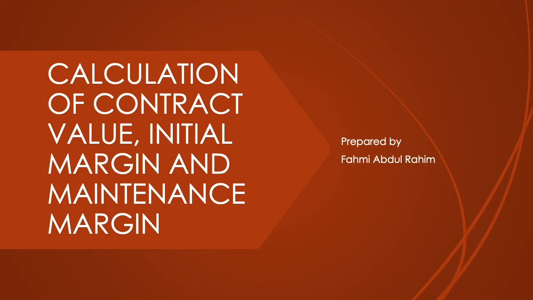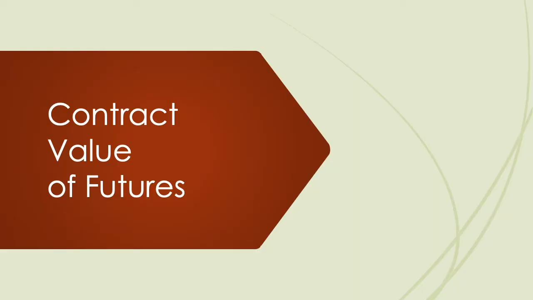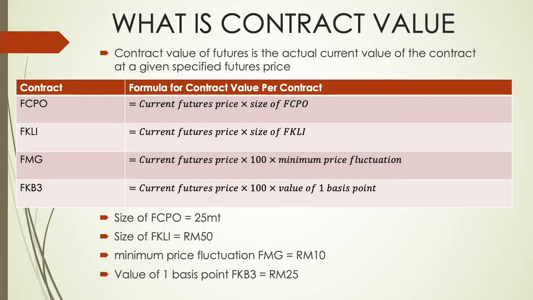This is a video about calculation on contract value, initial margin, and maintenance margin of futures contract. First, calculation on contract value of futures contract. So what is a contract value? Contract value is the actual current value of the contract at a given specified futures price.